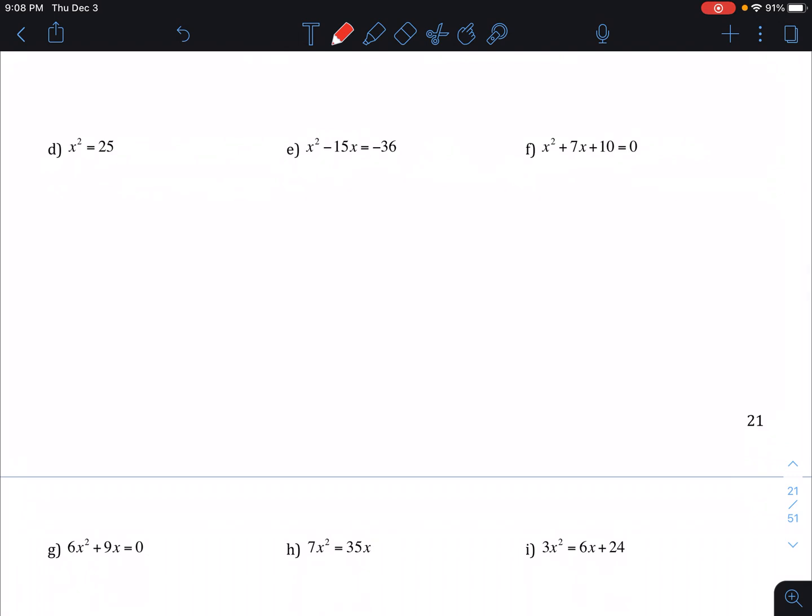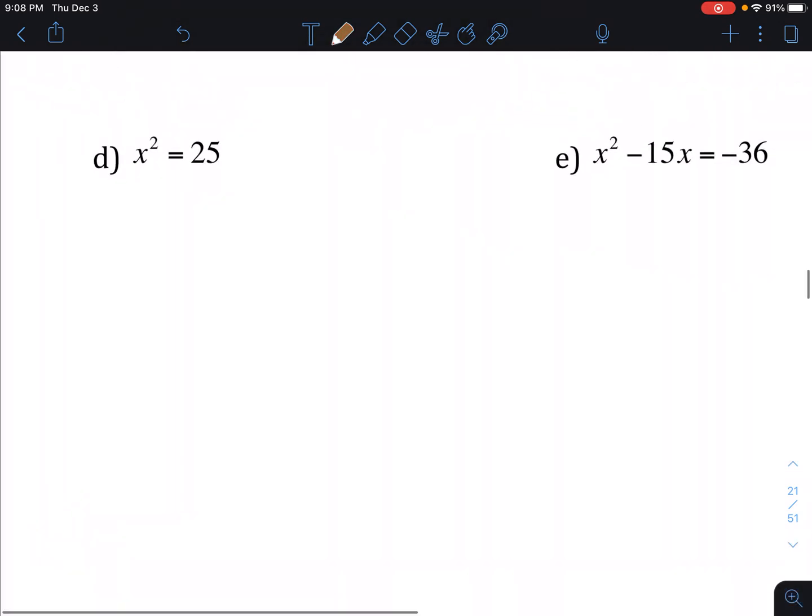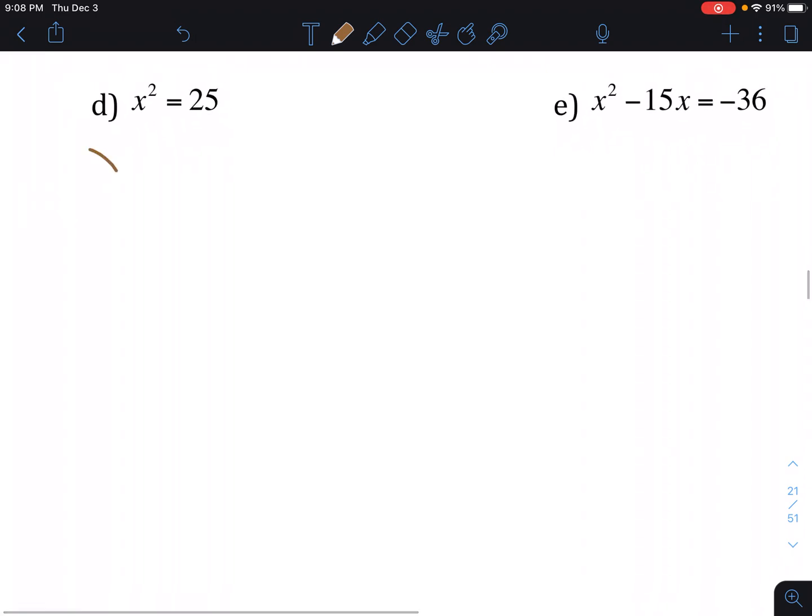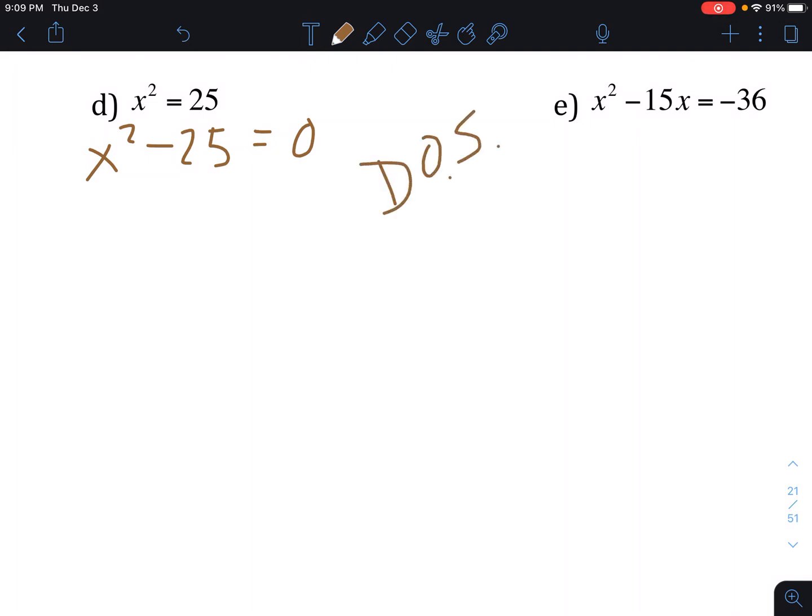Next, letter D. Letter D is not set equal to 0. So I need to subtract 25. This does not have a GCF. What type of factoring is this? This is difference of squares.